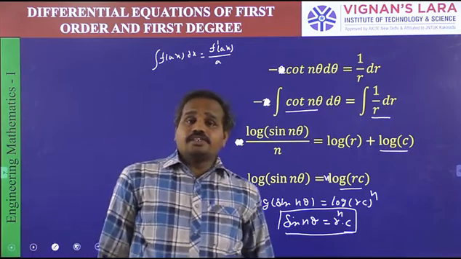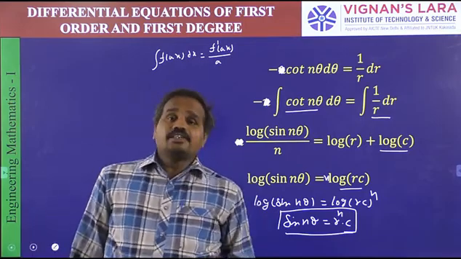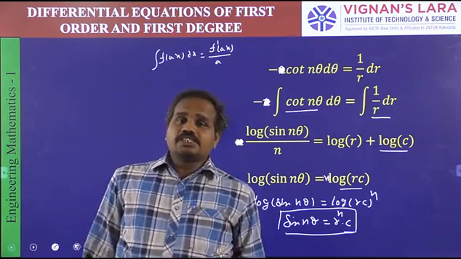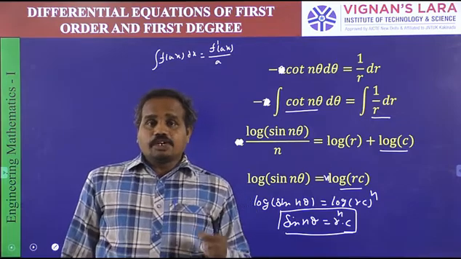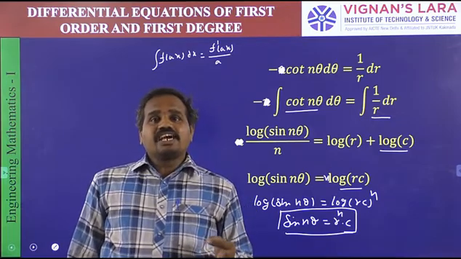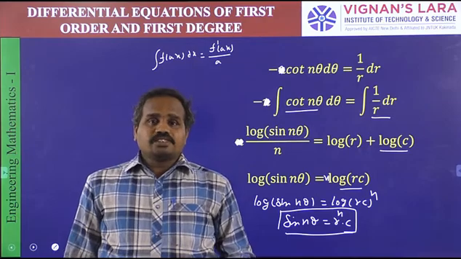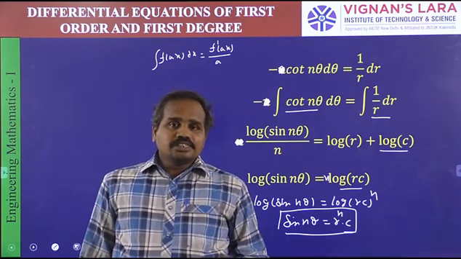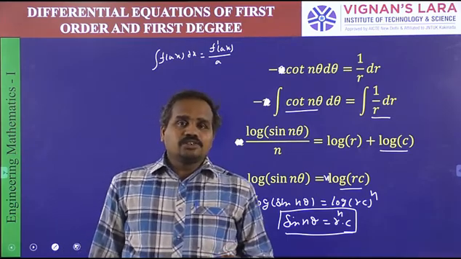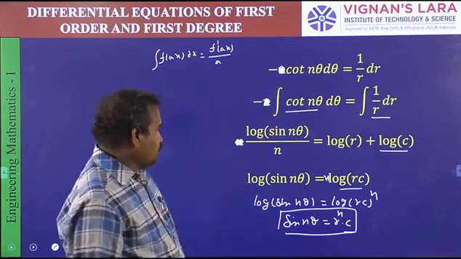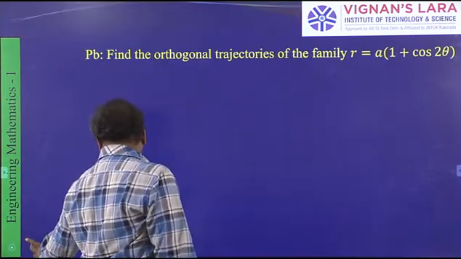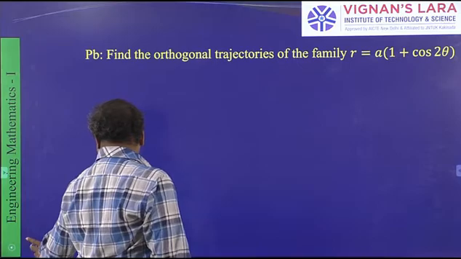So what we have done here: first we evaluated the differential equation. In the second step, for orthogonal trajectories, we replace dr by d theta with minus r square d theta by dr. In the third step, we evaluated the general solution by using known methods. So like this, we are evaluating the orthogonal trajectories of the family.